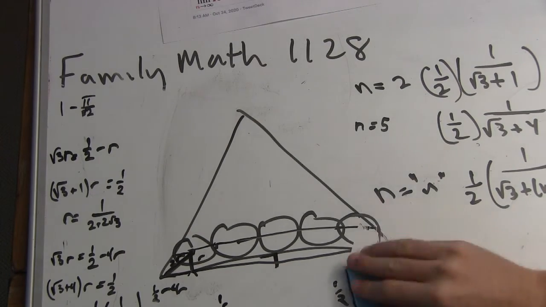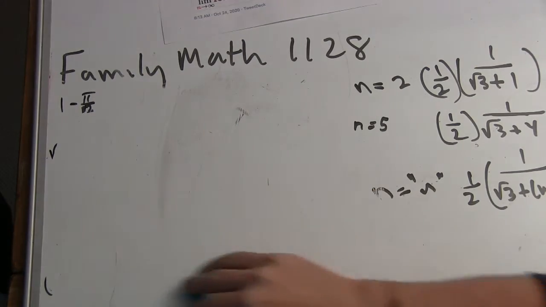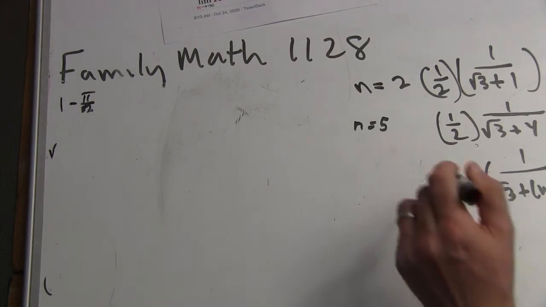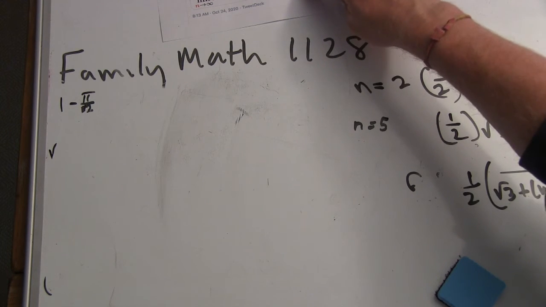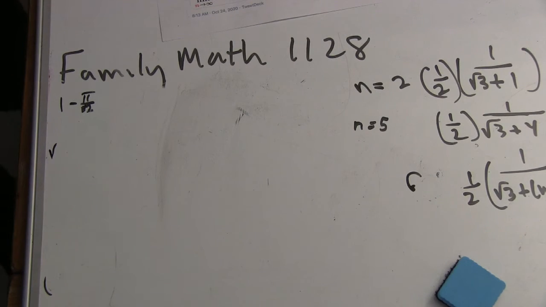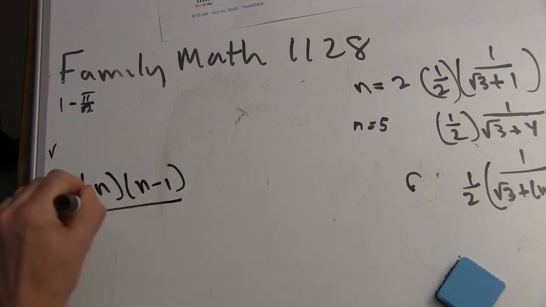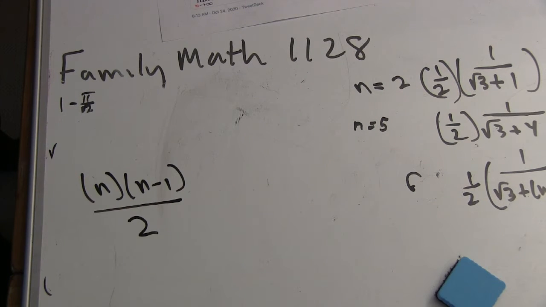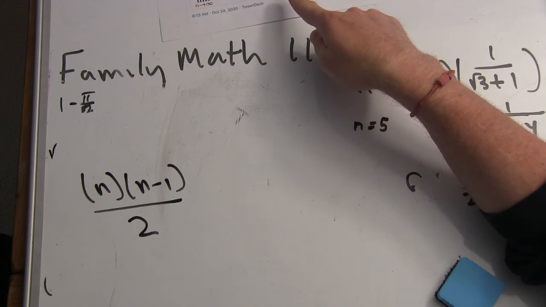Okay, so we have a nice little formula here for our radius. If I have n circles at the bottom, how many total circles do I have? You'll have n times n minus 1 over 2 total. Let's see, so when n equals 1, how many circles should I have? You should have 1.